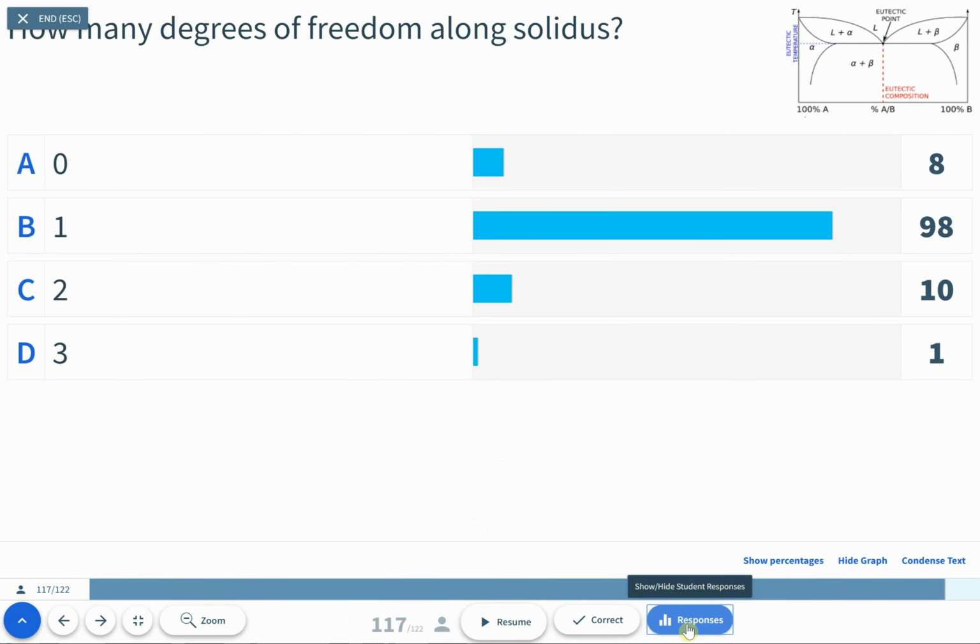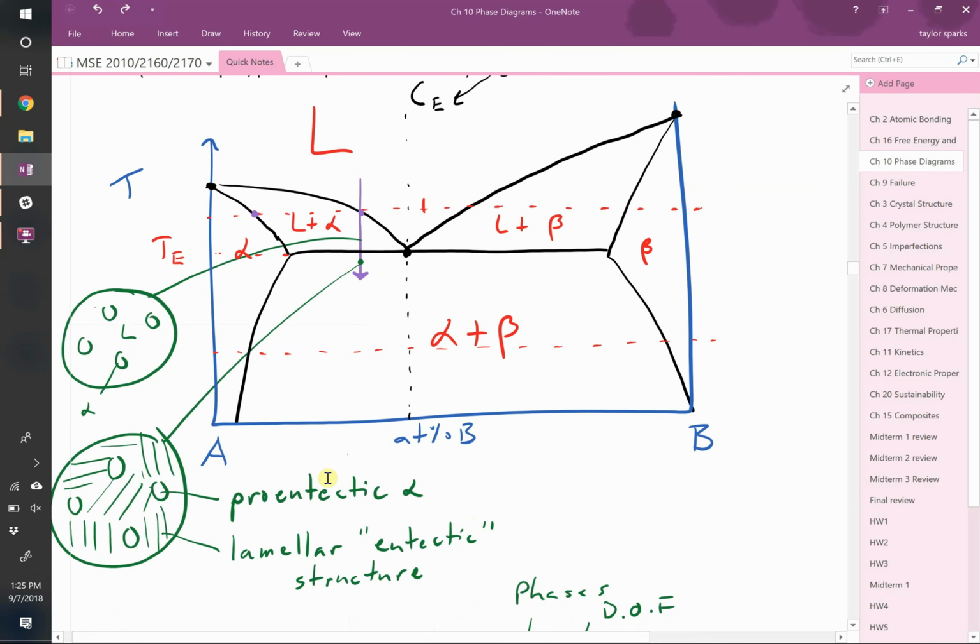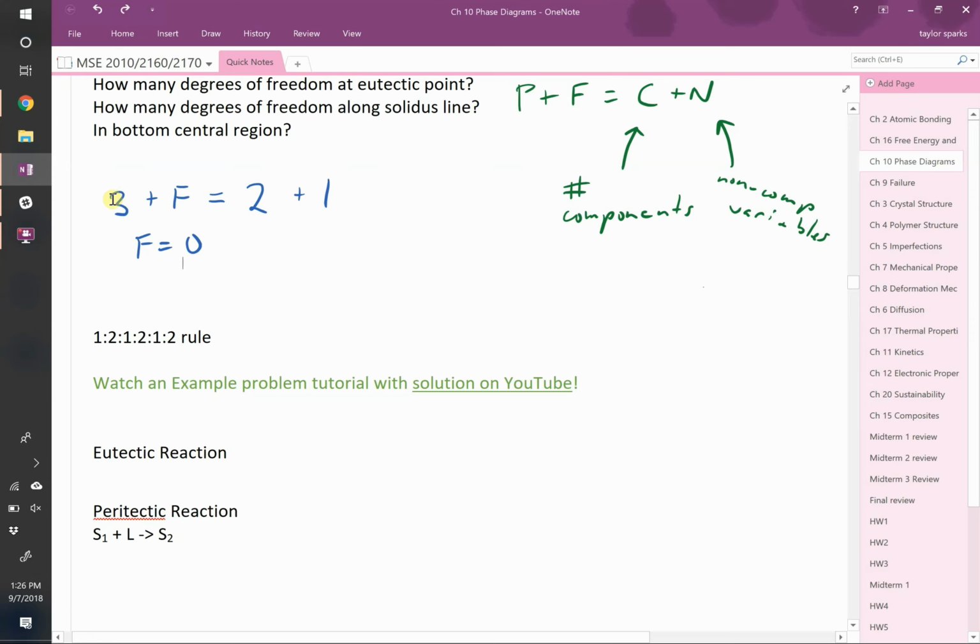You have 1 degree of freedom, right? The math makes it clear to see why there's 1. The only thing we changed over here is this is 2. So 2 plus f equals 2 plus 1. F has to be 1.